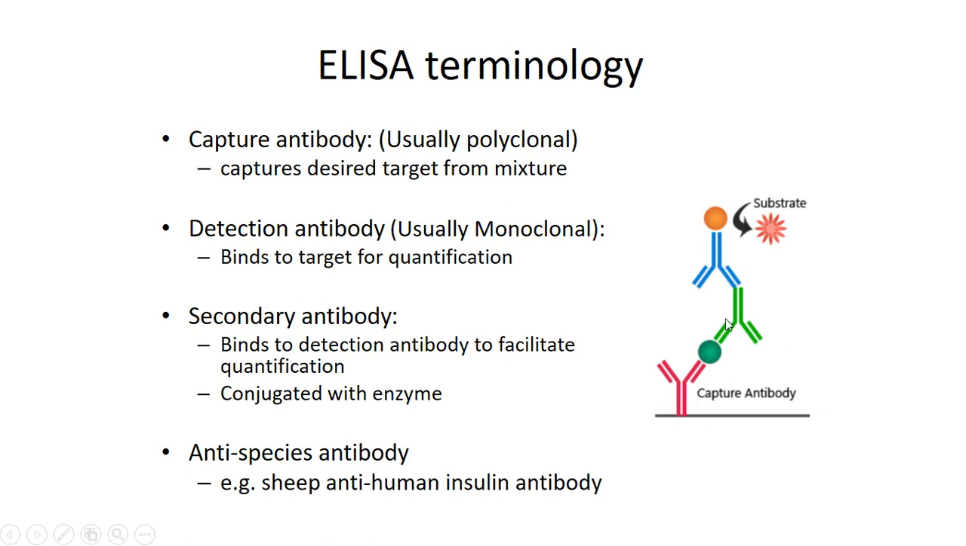Once you have this series of reactions, the way we're able to quantify it is through this reaction, where a substrate reacts with the enzyme to produce a product. This reaction causes a color change, and the intensity of the color change tells us how much antigen is present, or how much target is present.